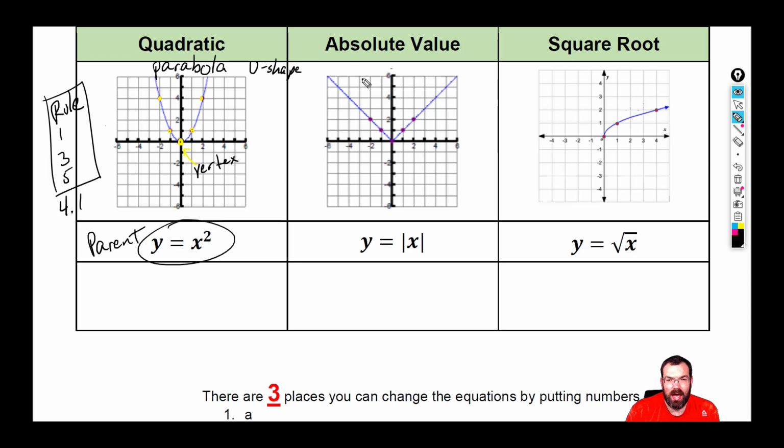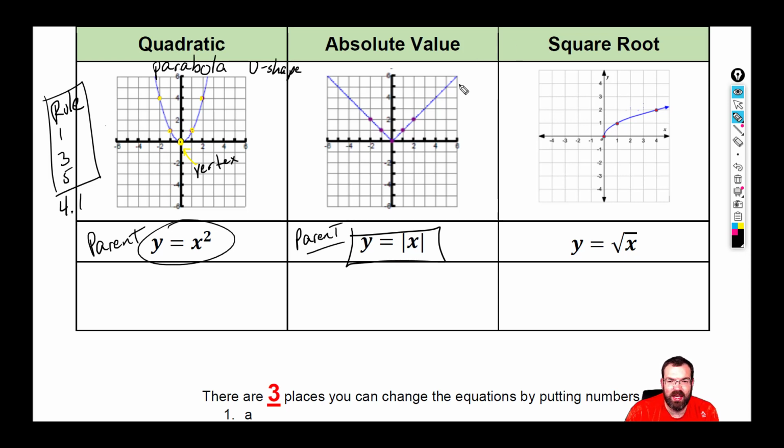Absolute value is the next one. You might remember what absolute value is. It's the distance from 0. That's if we're just finding the absolute value of a number. But we can actually graph the function in this form. So y equals the absolute value of x. Again, this is our parent function for every absolute value equation.